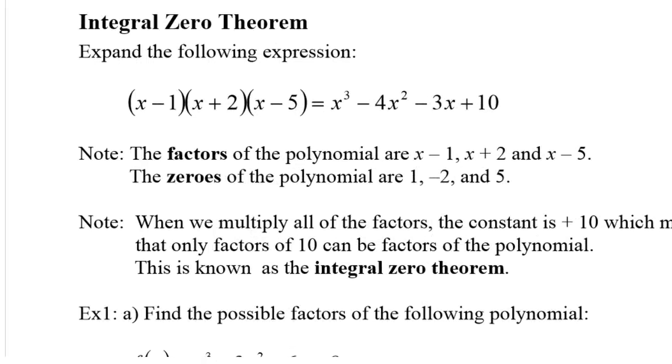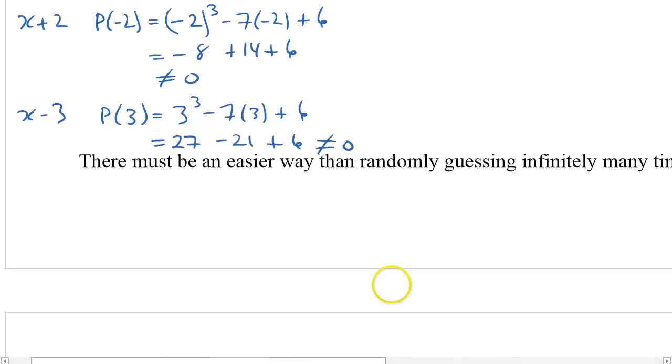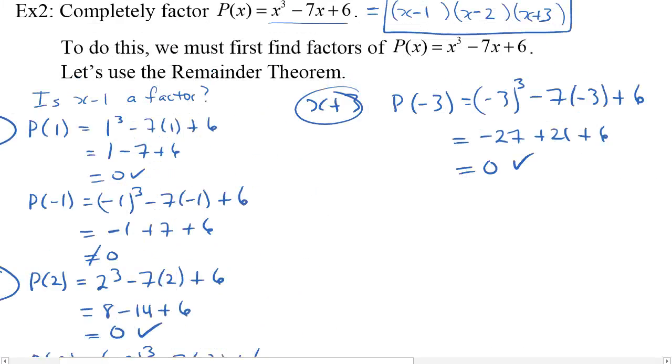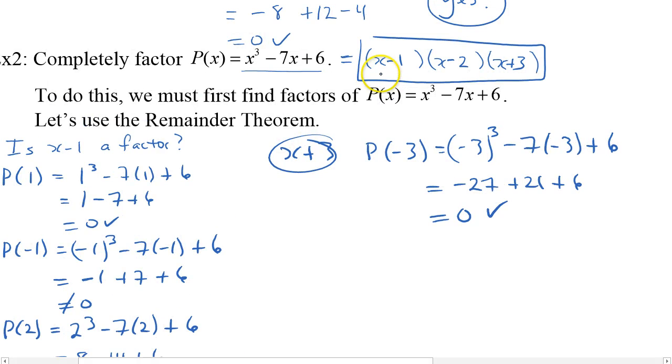Well, here comes the integral zero theorem. Let's just back up for a second. If you'll notice something, these are all x's. X times x times x. That's where the x cubed comes from, right? I was able to think about that ahead of time. Check out -1 times -2 times +3 is equal to +6. So these ones here are going to multiply out to my constant term.